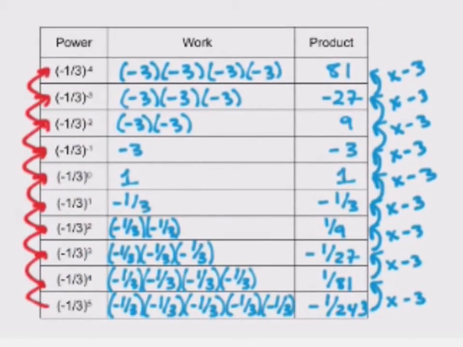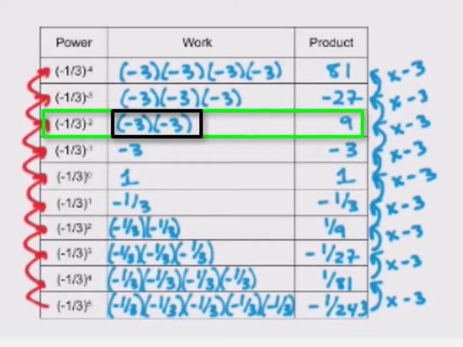Again, it appears that raising negative 1/3 to a negative power yields the same result as raising its reciprocal, negative 3, to the positive power. For instance, negative 1/3 to the negative second power yields the same thing as negative 3 to the positive second power. And in general, this is going to be the case.